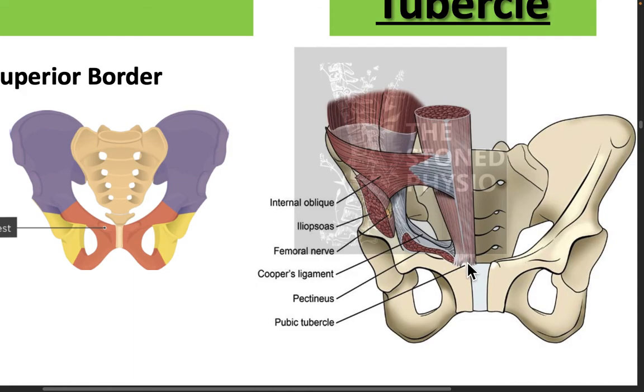Inguinal ligament has its attachment between the pubic tubercle and the ASIS. इन दोनों के बीच में इस तरह से हमारा एक ligament present होता है, it is called as inguinal ligament, ठीक है, pubic tubercle and ASIS के बीच में। And we will see आगे जाके कि जो inguinal ligament है, that participates to make the femoral triangle as well.